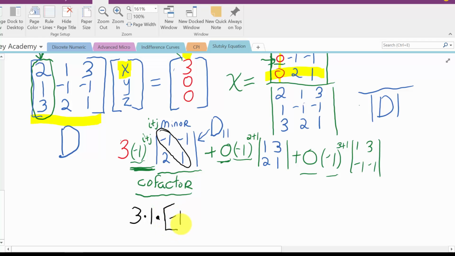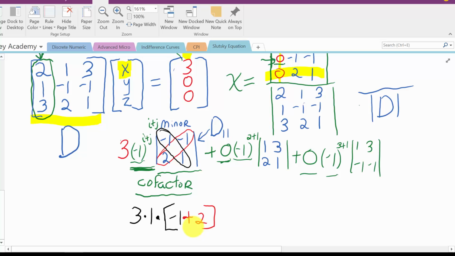It's minus 1. And then we subtract these off diagonal elements here. These, I guess, the other diagonal. Subtract 2 times minus 1. So minus 2 times minus 1, which is going to be minus a minus 2, right? Minus a minus 2, which is going to be plus 2.